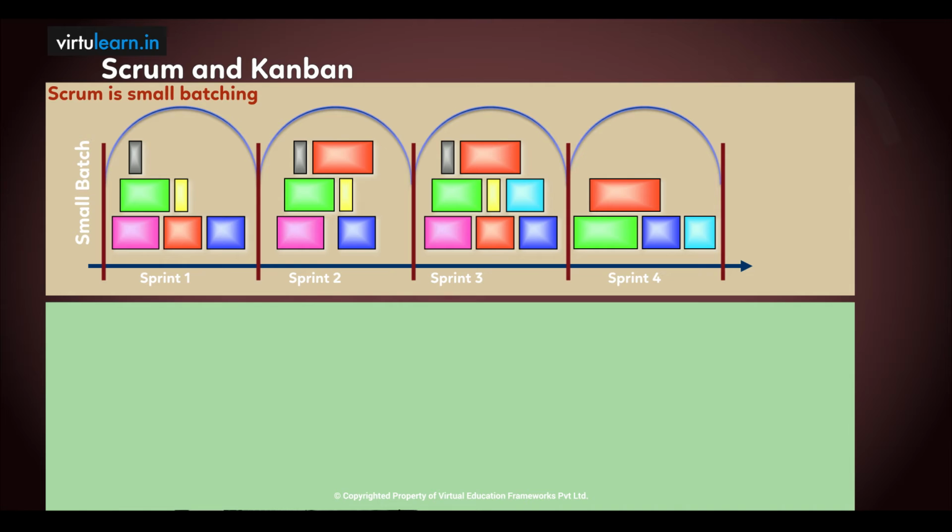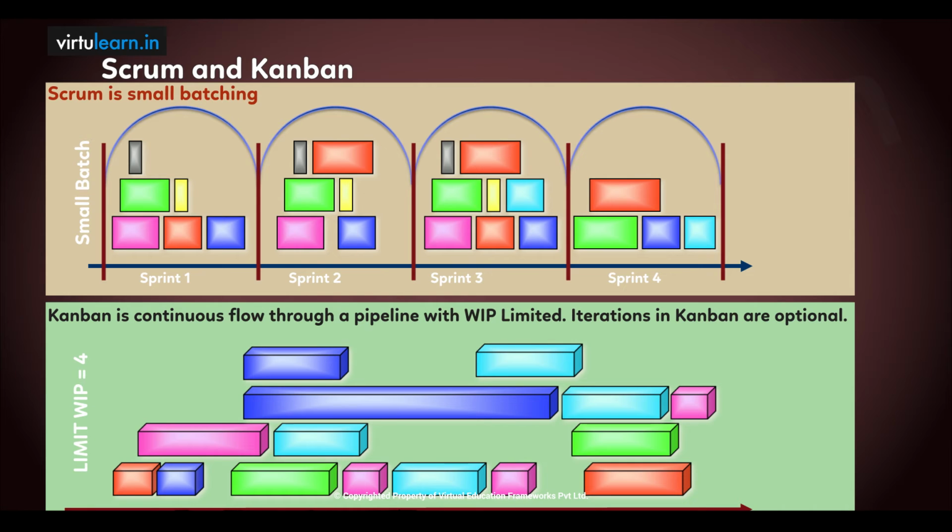Look at Kanban. While Kanban is a continuous flow through the system, you can still limit the work in progress by the numbers that the team can do in terms of the capacity of the items. How many items they can do at a point of time.